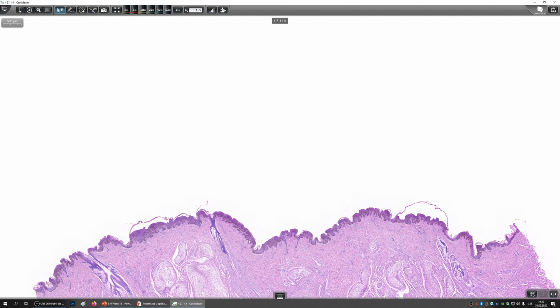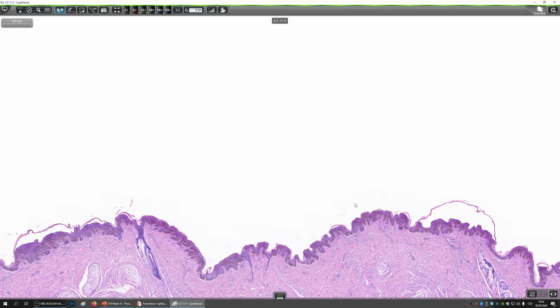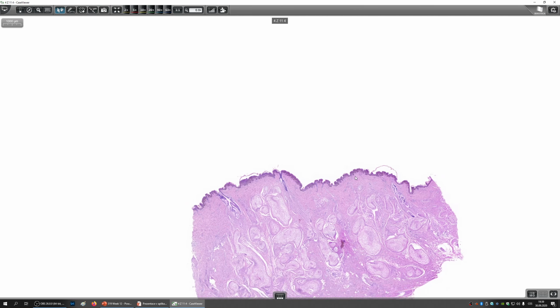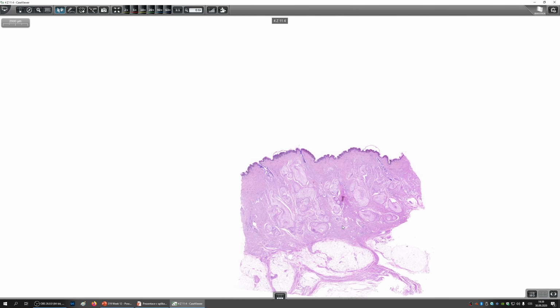You can see that the surface of the epidermis is uneven. So this was quite rough and unpleasant to look at. And here we see that the dermis has expanded dramatically, and we see multiple very thick fibers of something occupying a large part of the dermis. This is the so-called plexiform neurofibroma.